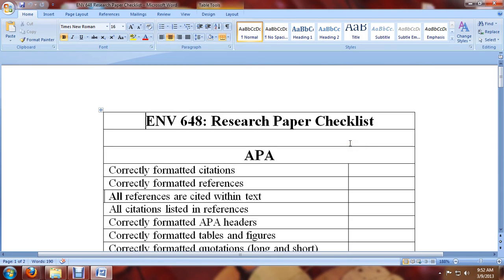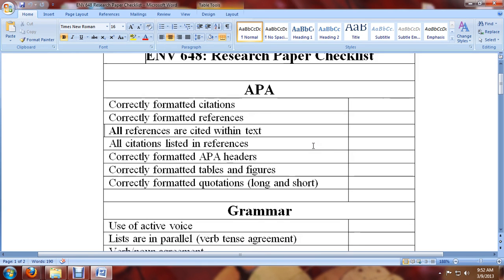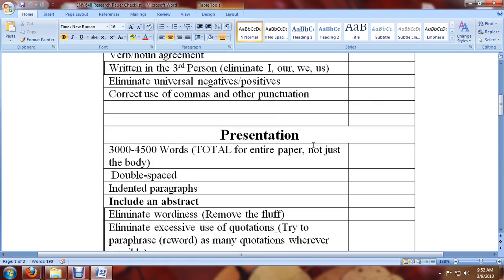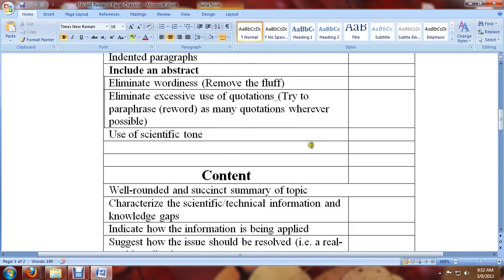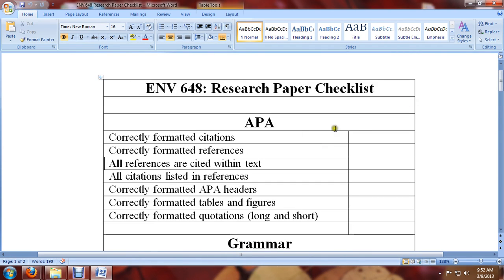Okay, so I created this research paper checklist to keep you focused and, in order to get a good grade on your papers, which I know you all want to, you need to have all of this stuff, right? So first here I have APA.